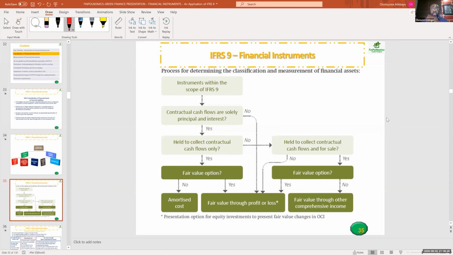Okay, recognition is bringing an asset or liability into the books. Derecognition is the manner in which you take them out of the books. When does that happen? What is the effect of it? We also later move to derivatives: why we are told to measure them only at fair value, and how you report the fair value changes. We also move to impairment of financial assets, adopting the new model, which we call the expected credit loss model.